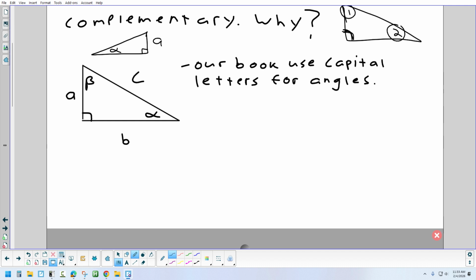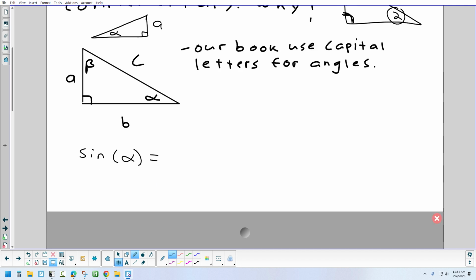All right, so now let's try finding the sine of alpha. Okay, it's not going to be any numbers in this. What would be the sine of alpha using the triangle up above? Just the one right above it. It would be A over C. Yeah, A over C.